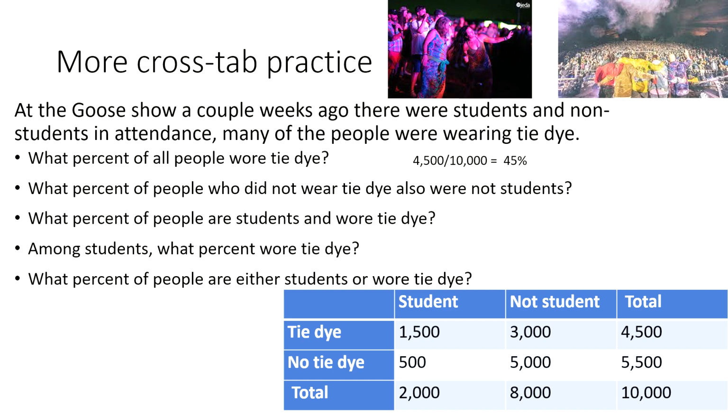And so now we're looking for our denominator as being people who did not wear tie-dye, and our numerator is people who also were not students. And so we're going to do the 5,000 who are not students divided by the total 5,500 that did not wear tie-dye. What percent of people are students and wore tie-dye?